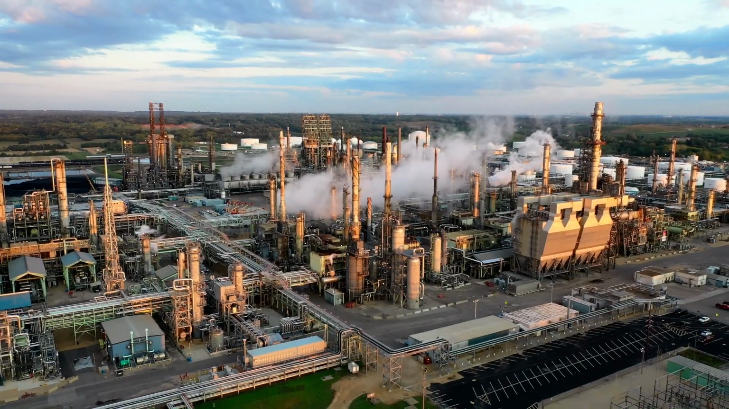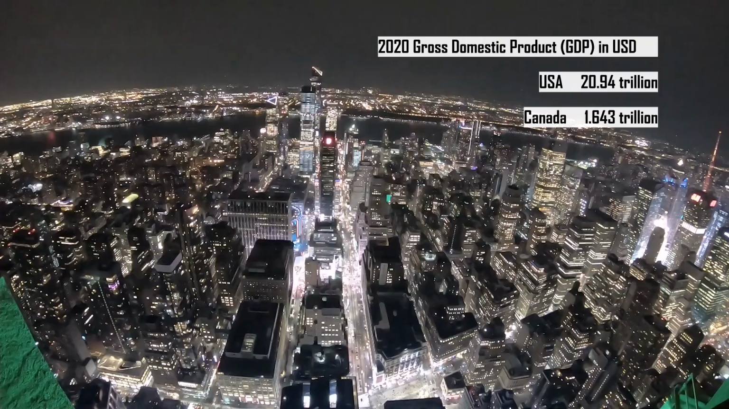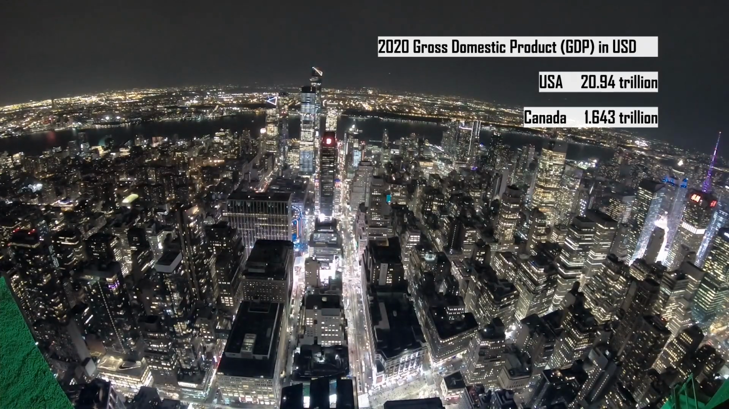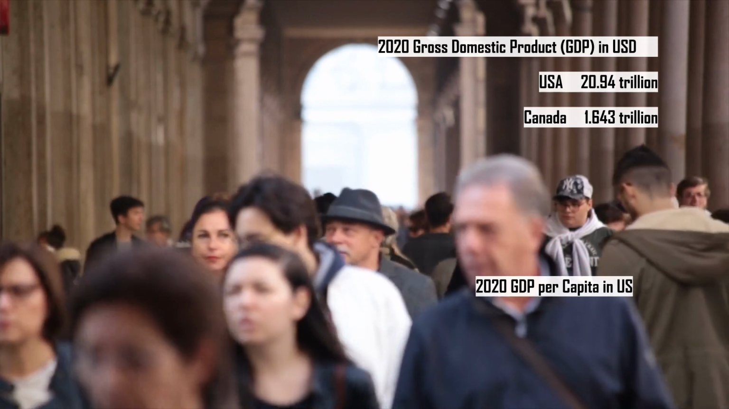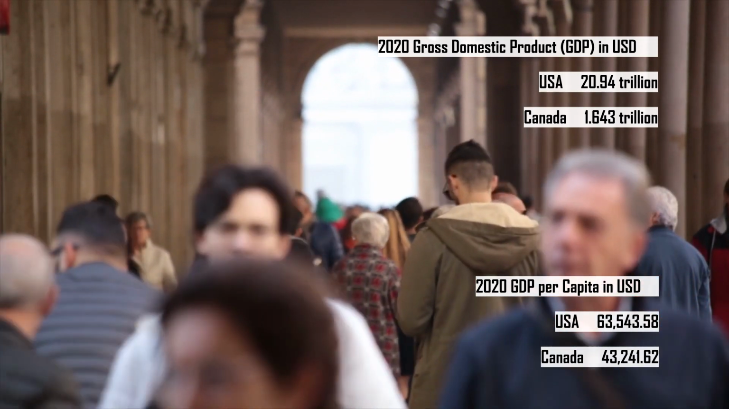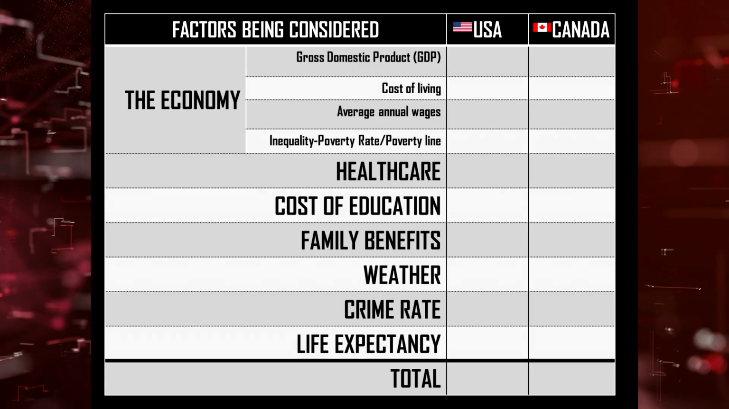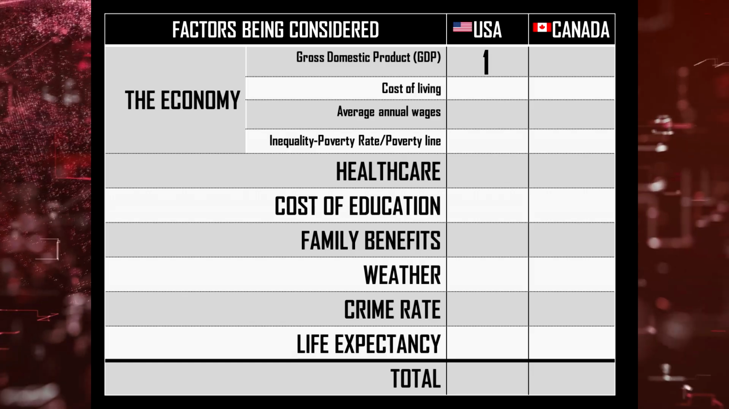First on the list is the economy, and under this, the first thing we're going to look at is the GDP. Canada's 2020 GDP was $1.643 trillion, while that of the US was a reported $20.94 trillion. However, the GDP per capita was somewhat closer. The US had approximately $64,000, while Canada had about $43,000. So, for gross domestic product, the US gets 1 point.